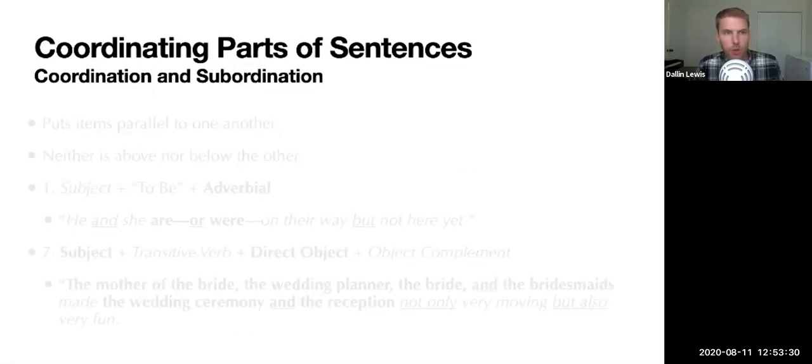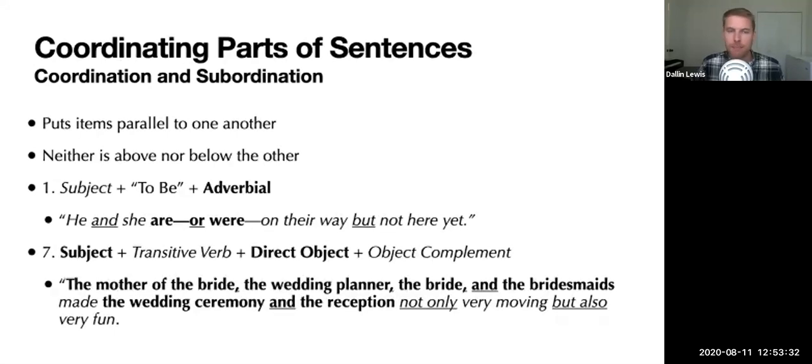So to coordinate just means to put things into parallel with one another such that one is not more important than the other. And when a part of a sentence is coordinated, then all of it counts as that part of the sentence. All right, so let's take this first example.